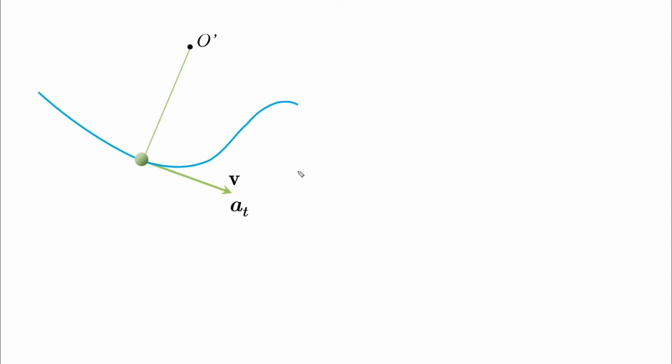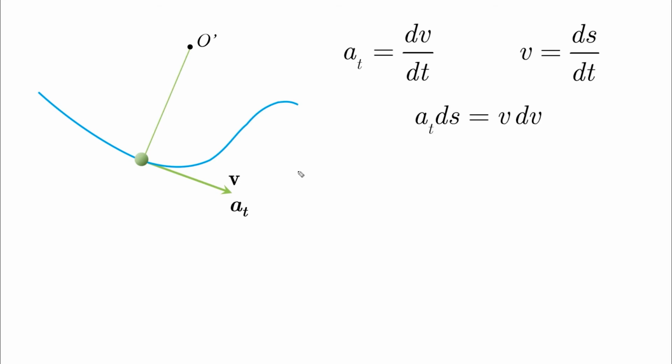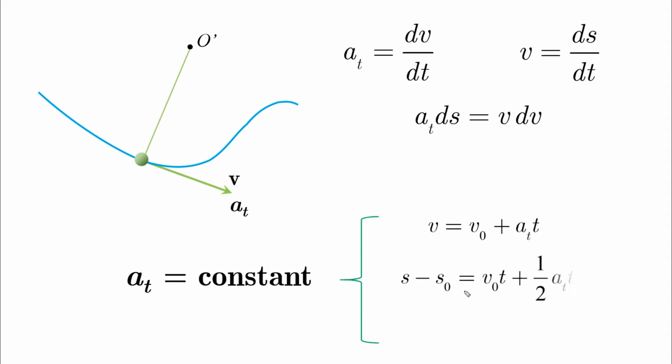And similar to what we did in previous lessons, we can eliminate time from v and at to find the relation at ds equals v dv. And if at is constant, our three constant acceleration equations apply as usual. Note that everything here is applicable only in the tangential direction.